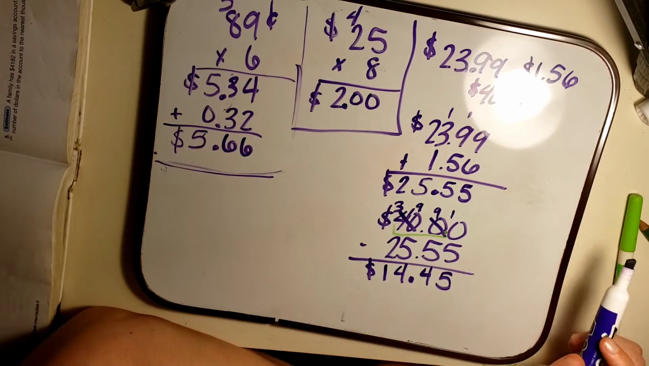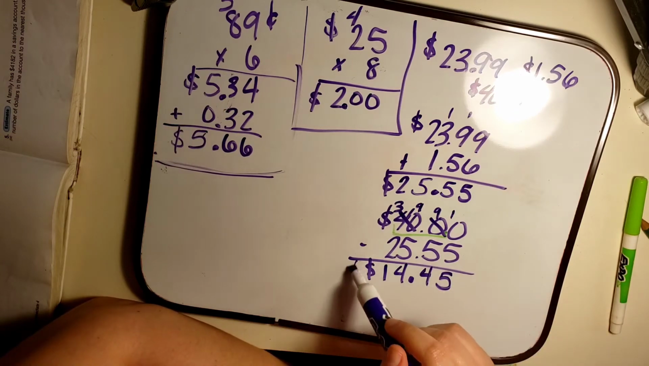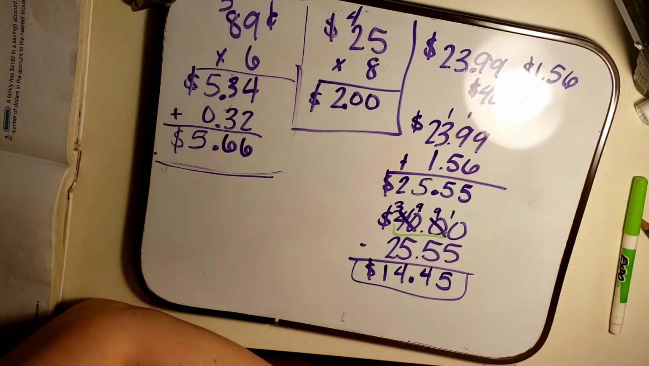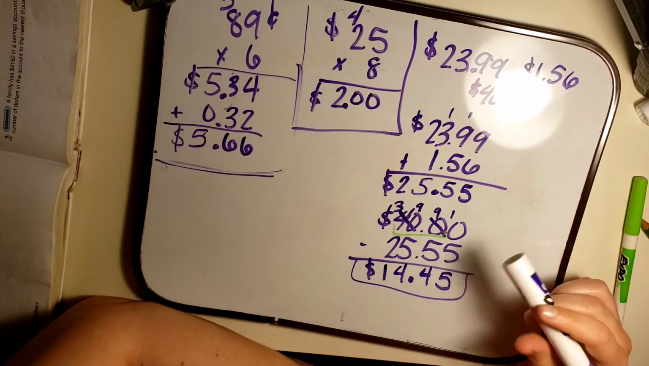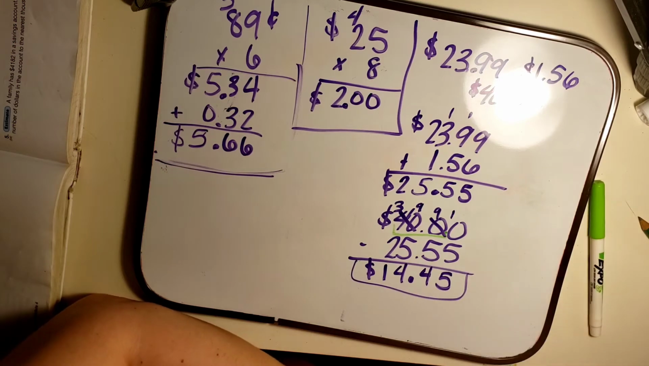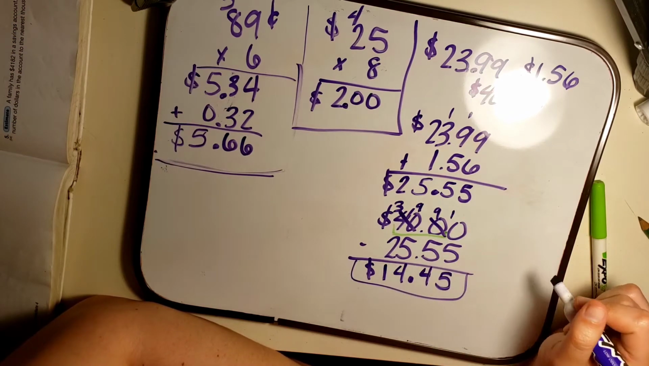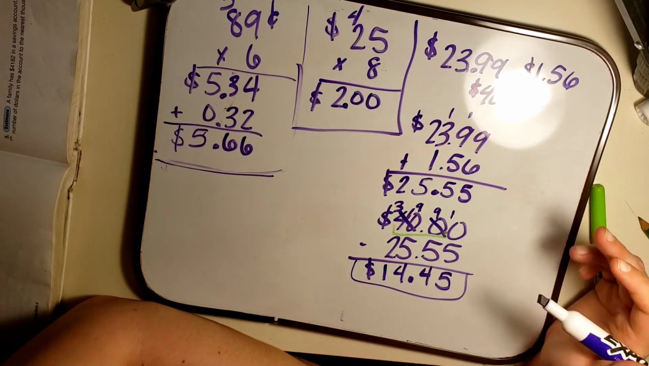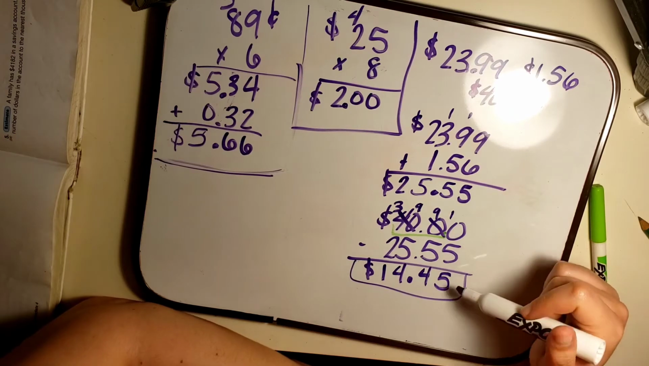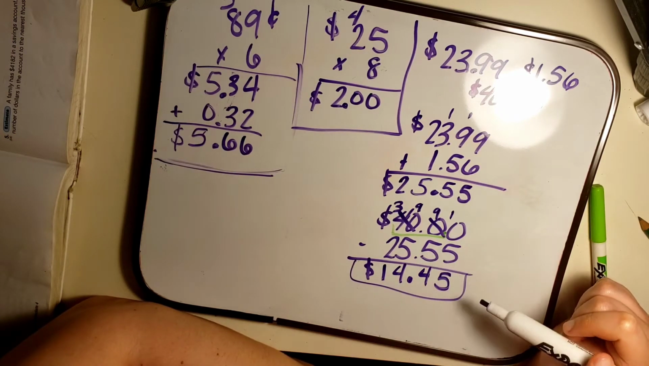And it says to justify there, it says, how can you check your answer? Maybe, I'm not sure. I'm not always the best at math. How do I know that this is correct? I can just take this $14.45 and add it to $25.55, and I should get 40. I'm not going to do it because this video is going to be long enough, but to check your answer, you would just add $14.45 to $25.55.